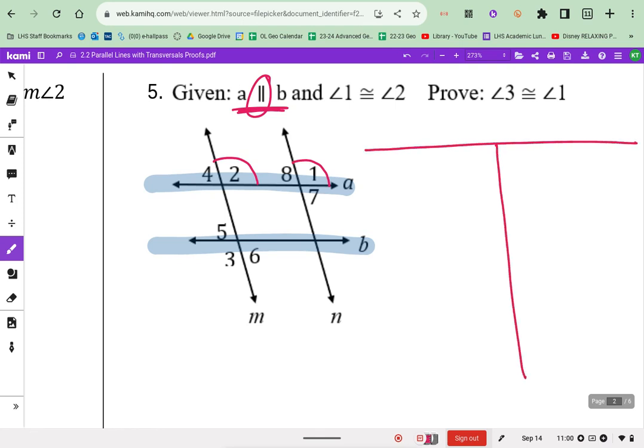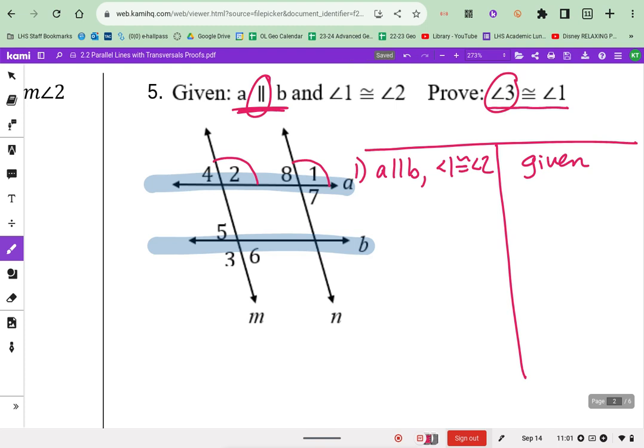All right, let's start with our T-chart and just write down our givens. So A is parallel to B. Angle 1 is congruent to angle 2 because it's given. All right, and once I write down my givens, the next thing I do is I think, okay, in my proof, I need angle 1 to be congruent to angle 3. But I haven't even mentioned angle 3 yet. It's not showing up in my T-chart.